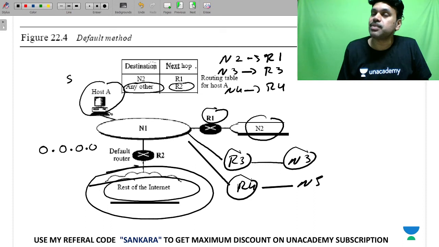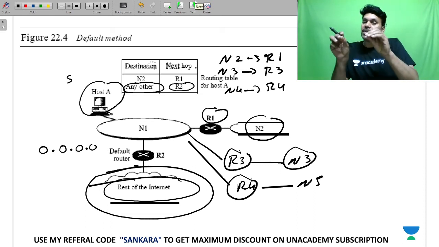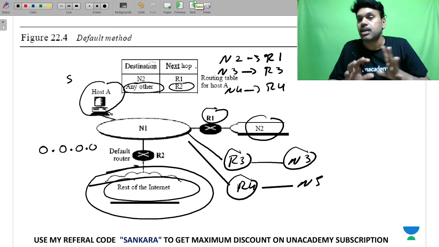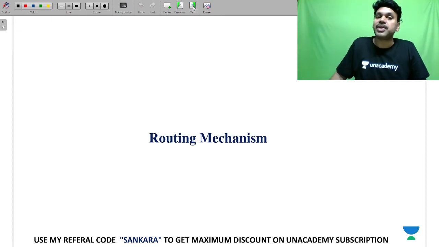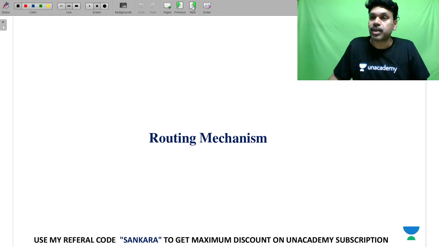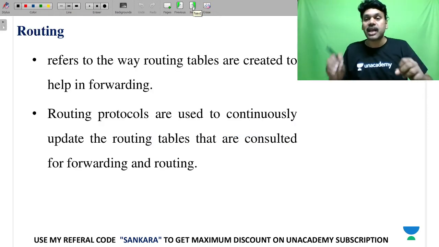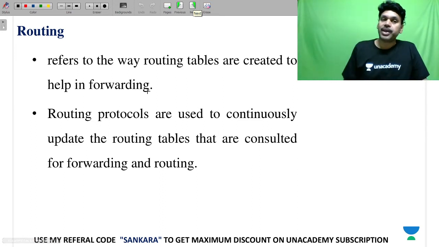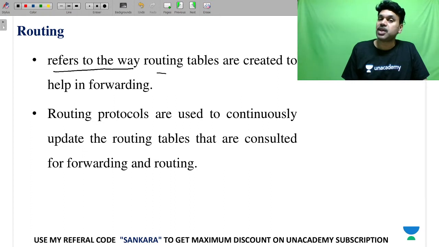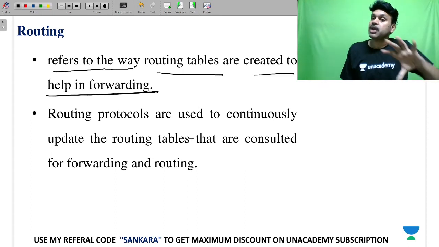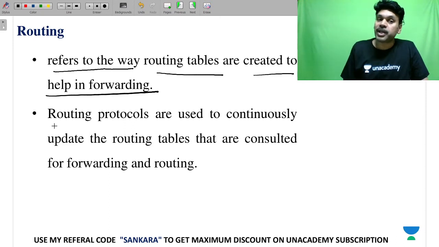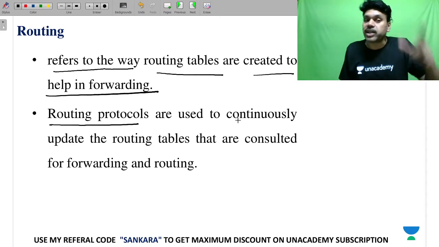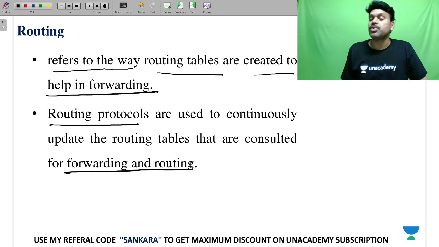The third mechanism is that in each and every routing table entry, we identify the optimal path before transmission of your data. That is the meaning of routing. So routing has inbuilt delivery as well as a forwarding mechanism. Both are inbuilt in this. It refers to the way the routing tables are created to help in forwarding. That's what I told you: forwarding and delivery are inbuilt in the routing concept. So we use routing protocols to find the shortest path in order to do forwarding.